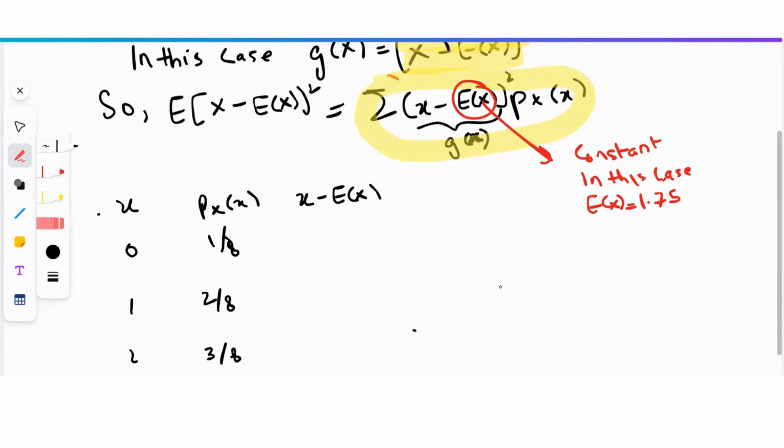We'll first find X minus expected value of X. So it's 0 minus 1.75, which is minus 1.75. Then 1 minus 1.75 is minus 0.75, sorry.